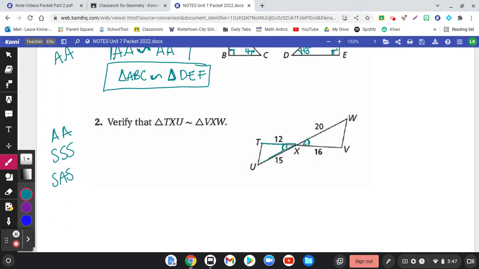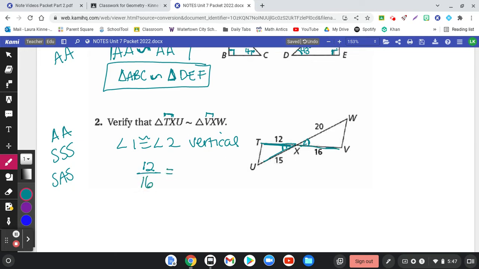We can always say that angle 1 is congruent to angle 2. What type of angles are they? Formed by intersecting lines, vertical. So now we just need to check to see that our sides are proportional. We have to make sure that they simplify to the same thing. So let's start with 12. That's side TX. If you look up here at your similarity statement, TX corresponds with VX. So 12 corresponds with 16.